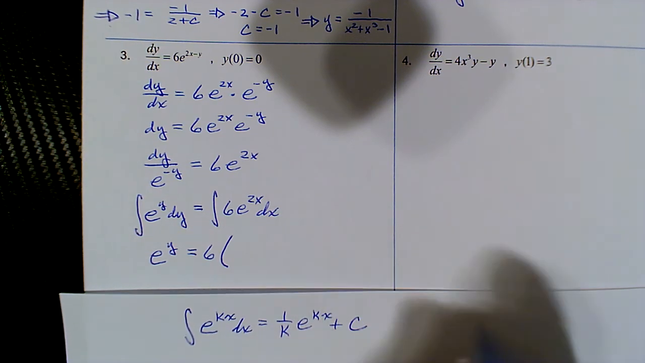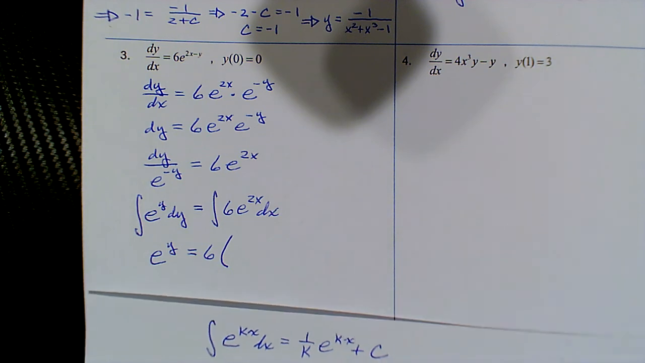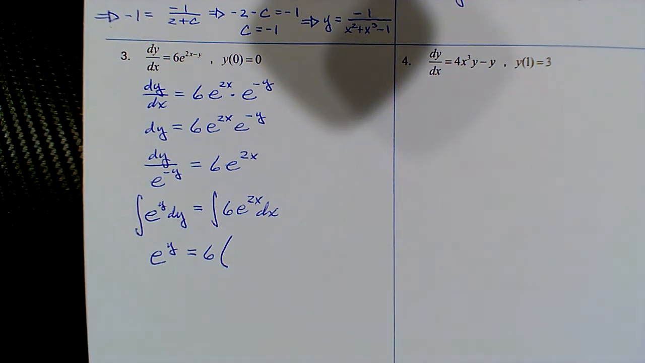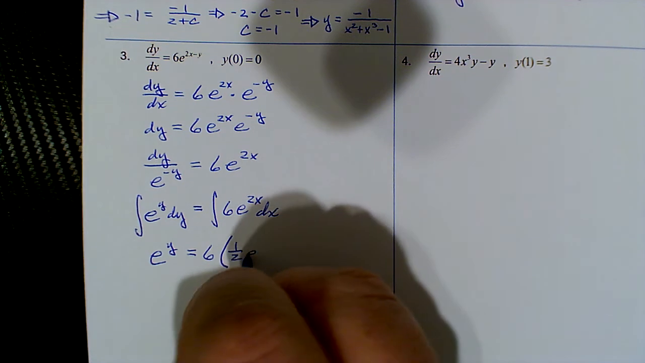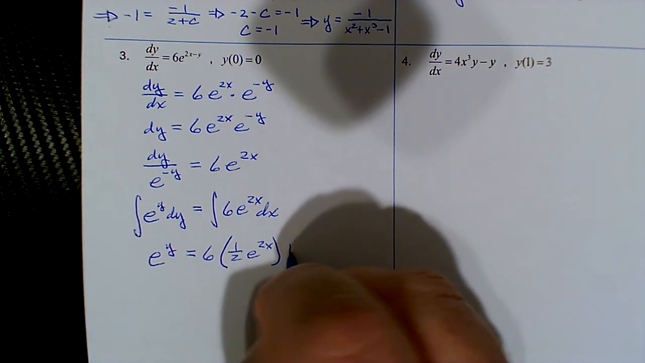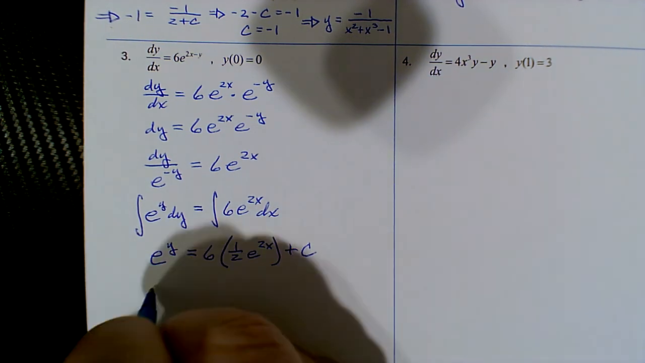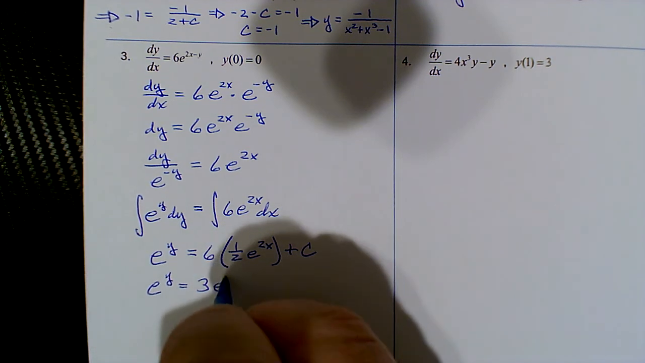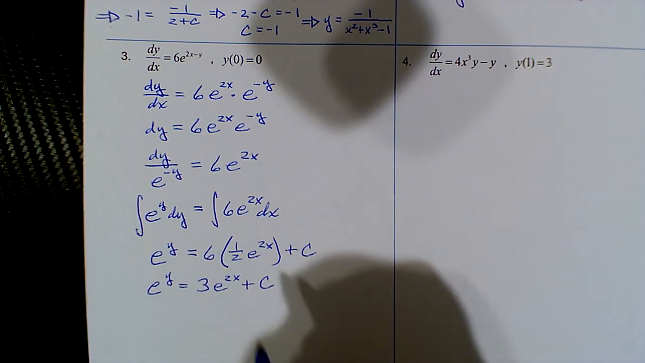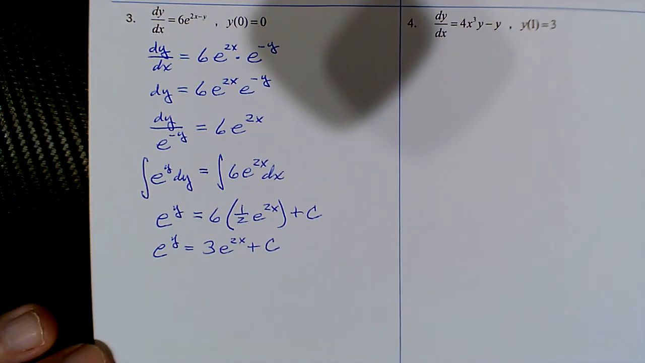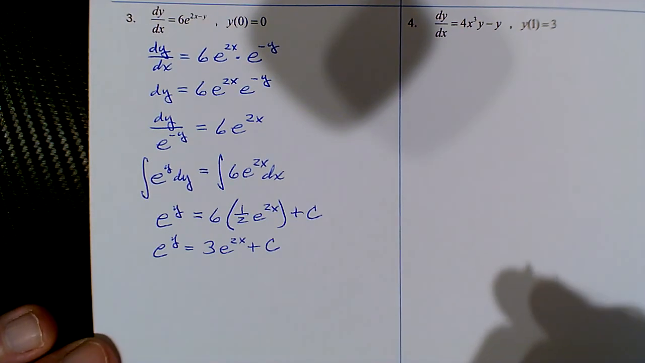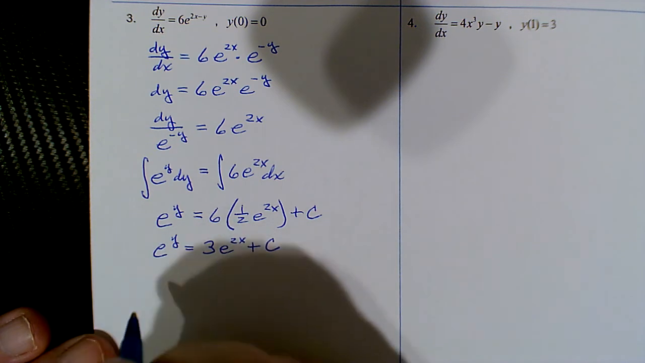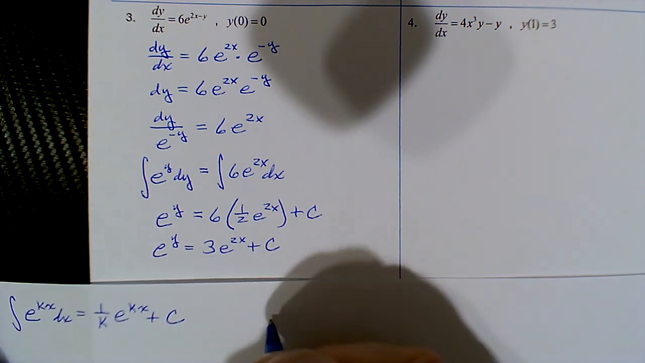So y is the natural log of the quantity 3e to the 2x plus c. And that again is our general solution. So to find the particular, the initial condition was that y of 0 is 0, which means that 0 is equal to the natural log of, well, this would be 3 plus c, because if we're putting a 0 in for x, then this becomes e to the 0.